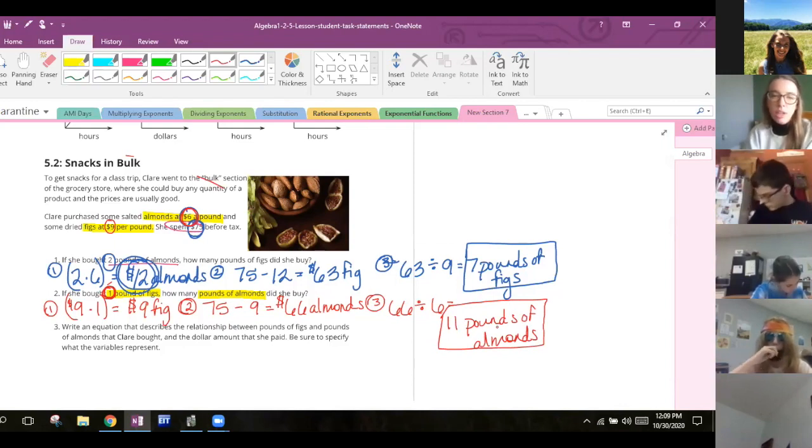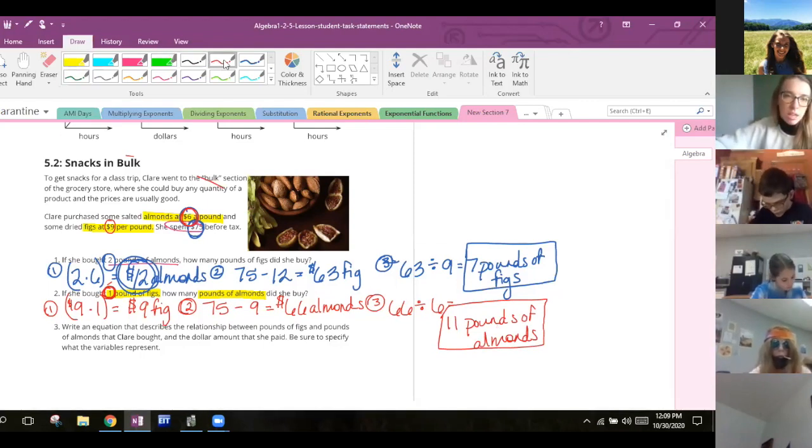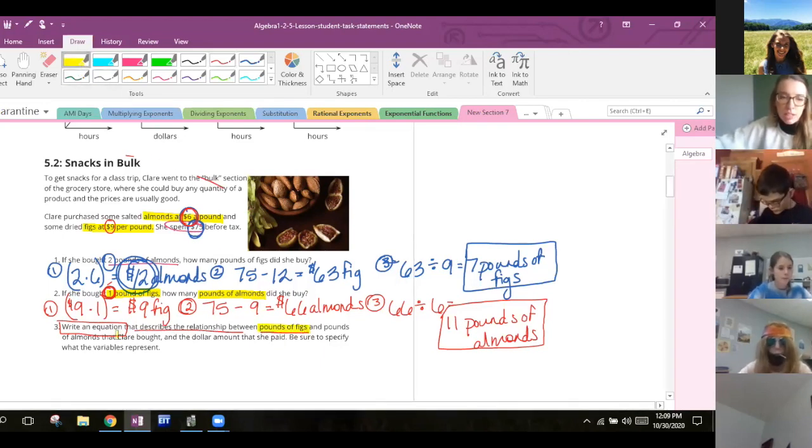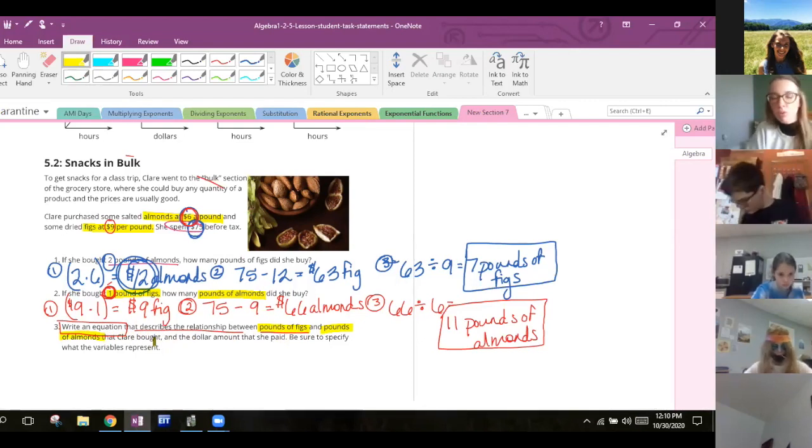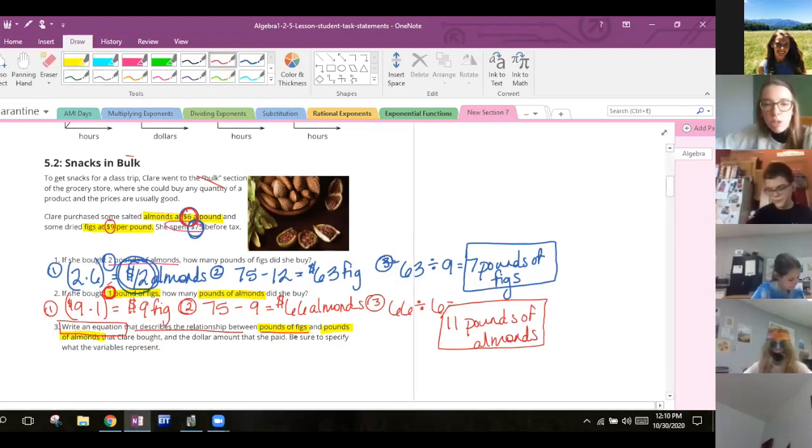Now, question 3, that's a little bit new, but we've been talking about that in the last 4 lessons. So it wants us to write an equation that describes the relationship between the pounds of figs, I'm going to highlight it, the pounds of figs and the pounds of almonds that Claire bought and the dollar amount that she paid. Be sure to specify what the variables represent. Okay, so what variables can we use? Because at the very end it says be sure to specify what the variables represent.